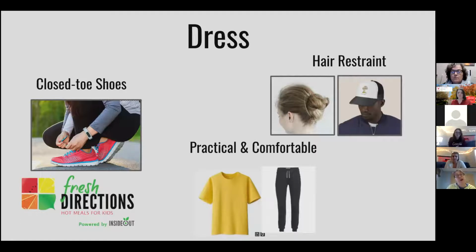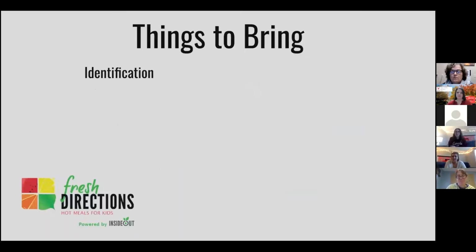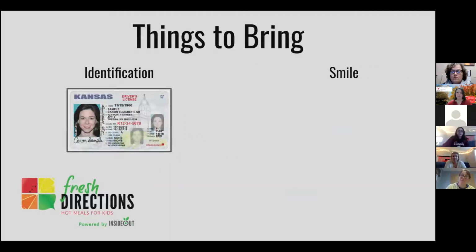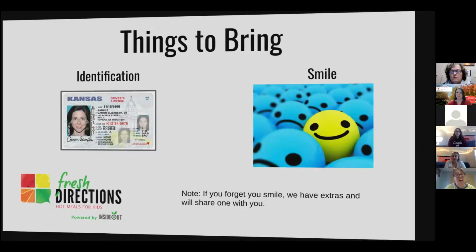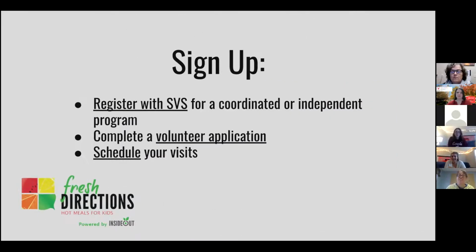When you come to visit us, please make sure you wear closed-toed shoes, practical clothing. If it's cute and you don't want to get food on it, don't wear it here. And then a hair restraint that includes a hair tie and a hat. If you don't bring a hat, I will give you a really good looking hairnet to wear. Things to bring with you. We require that you bring ID, and then we also request that you bring a smile, but if you forget yours, we'll share.